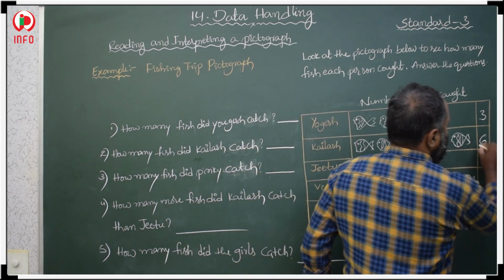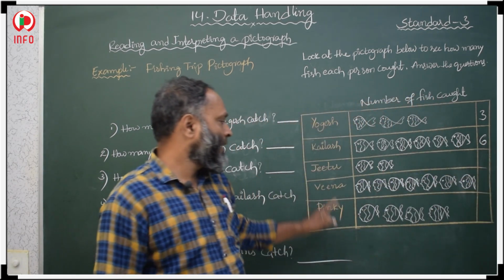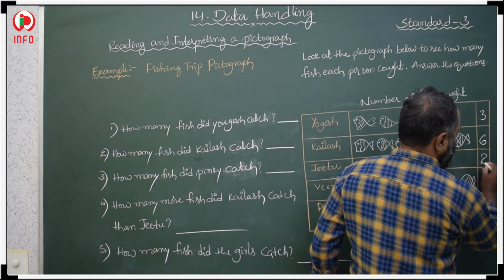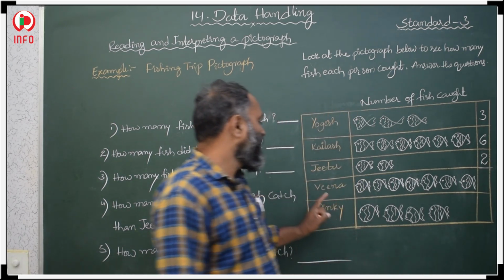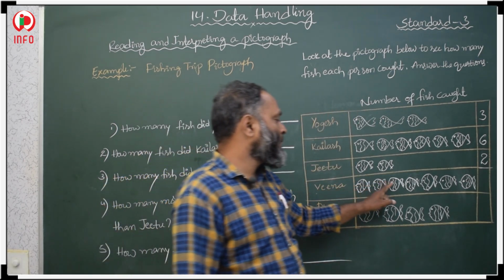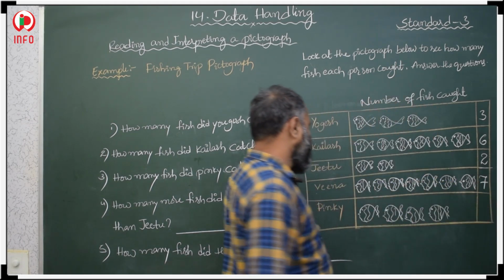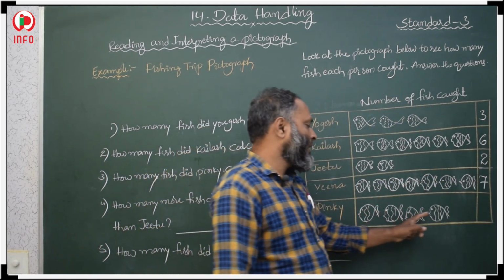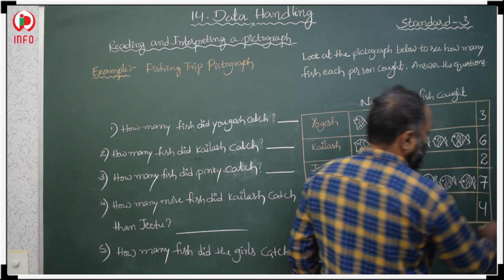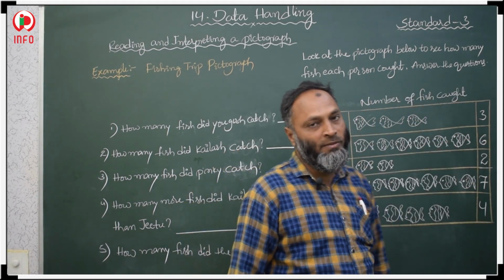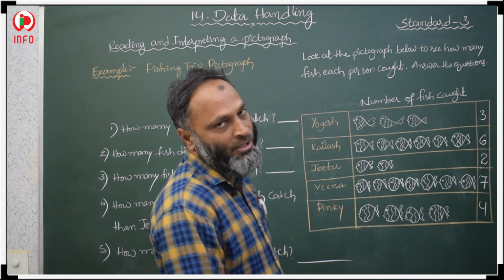He caught 6 fishes. Next, Jitu, 1, 2, 2 fishes. Next, Veena, 1, 2, 3, 4, 5, 6, 7 fishes. Next, Pinky, 1, 2, 3, 4 fishes she caught. So it is easy when you write your numeral beside it. It is very easy to answer your question.